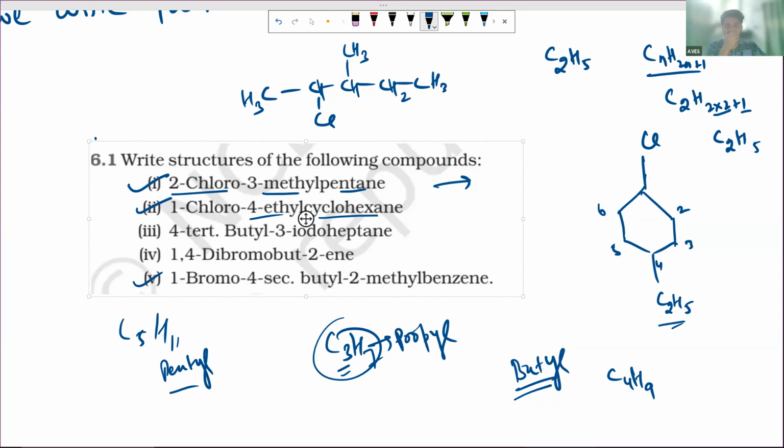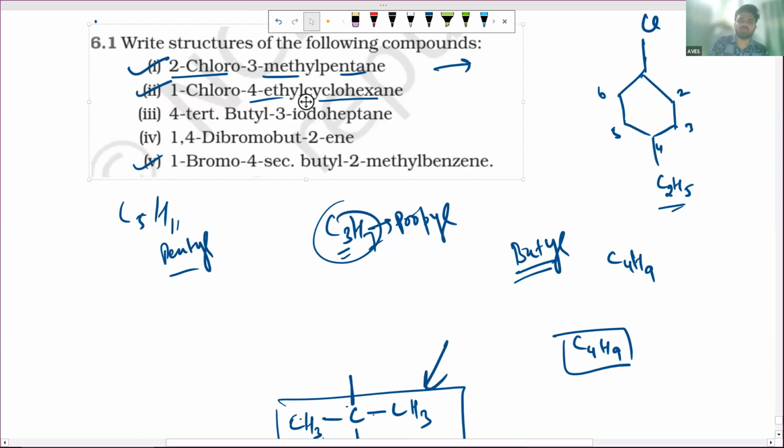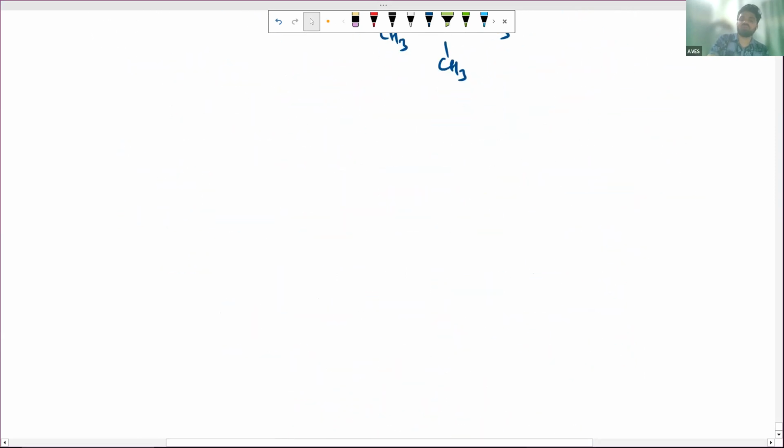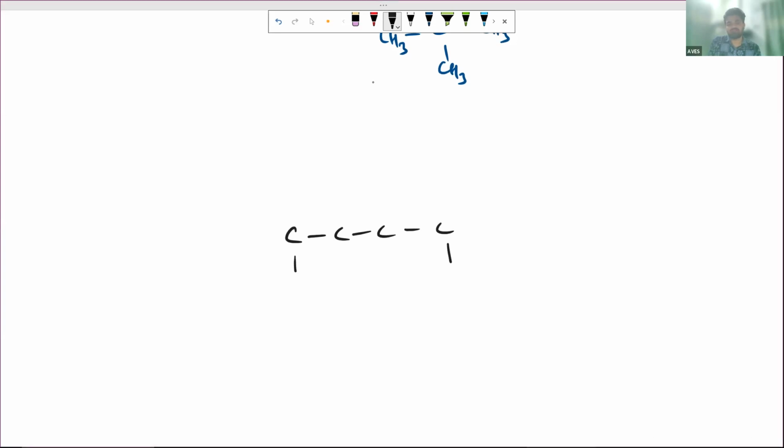You done? Yes, sir. 1,4-dibromo butene. So how many carbon are there in the main chain? 4 carbon. And 1 and 4 we have dibromo. So one bromo is here, one bromo is here. Assuming this as the first position, this will be the fourth position. So 1,4-dibromo butene. At the second carbon there is a double bond, ene.